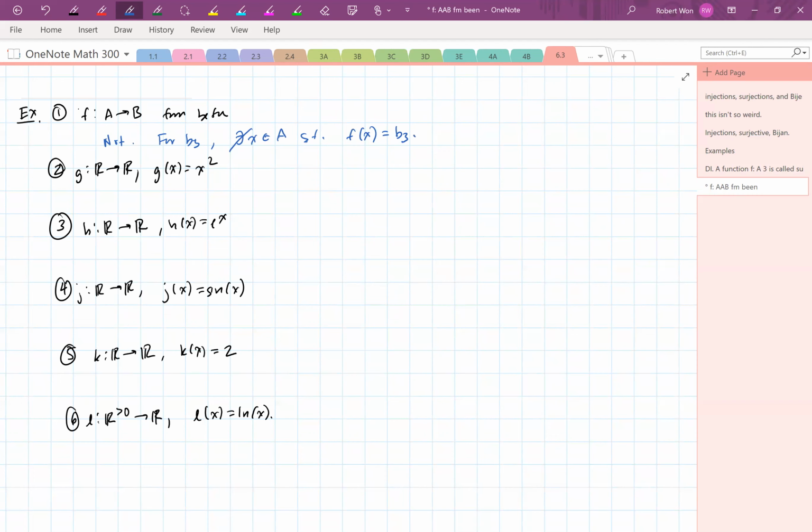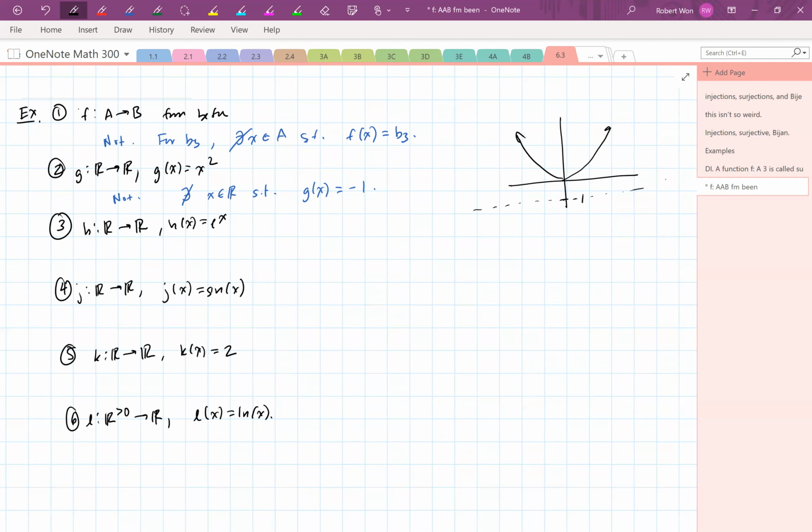Okay, what about this function x squared? This is also not surjective because there does not exist any x in R such that g of x equals -1. Nothing maps over to -1, right? If you look at this graph of this function, you look at -1, it doesn't intersect the graph of this function. This means that -1 never occurs as an output to the function.